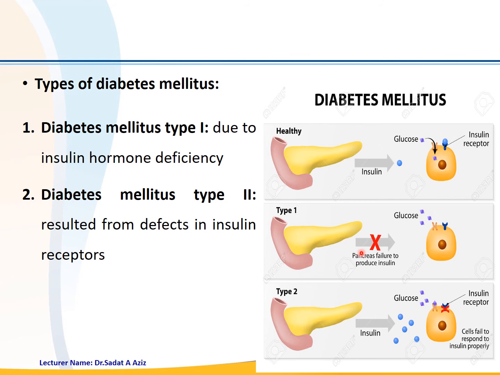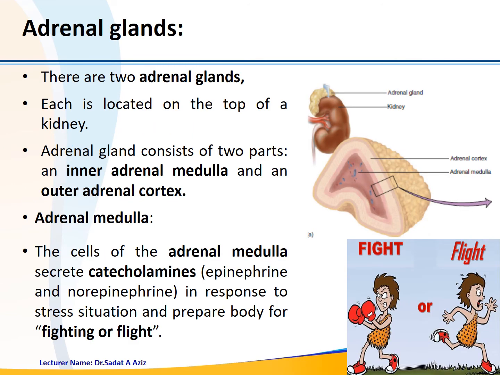In the case of type 2, it results from a defect in insulin receptors. Insulin receptors. So you might have a sufficient or a bit higher amount of insulin hormone than the normal range. But what is the main defect? The defect is related to what? To the insulin receptors.